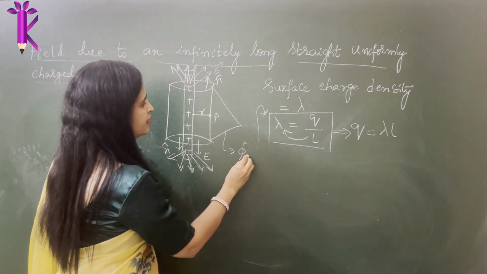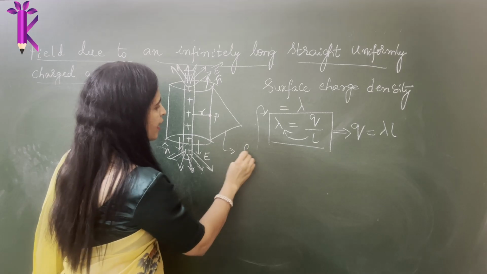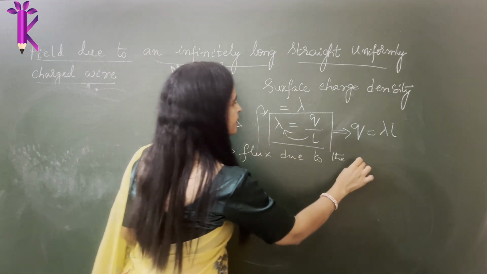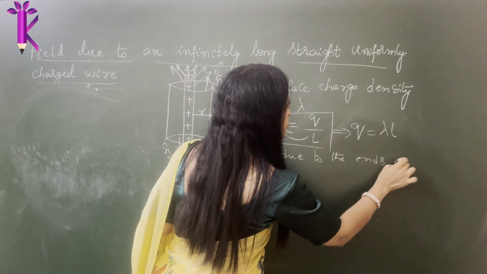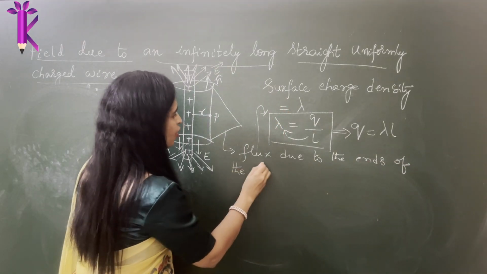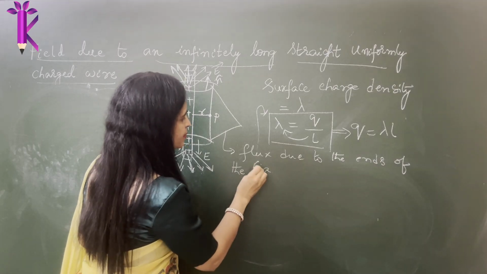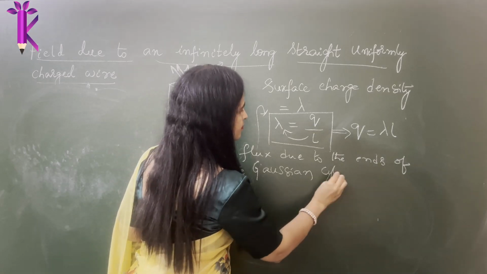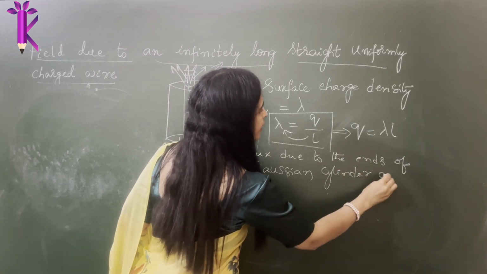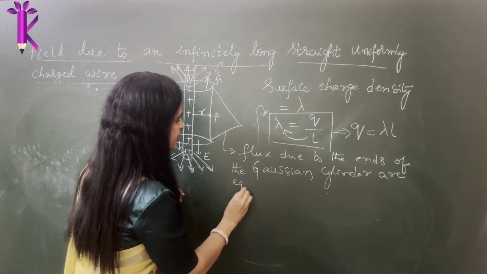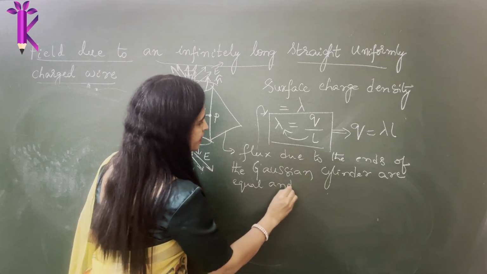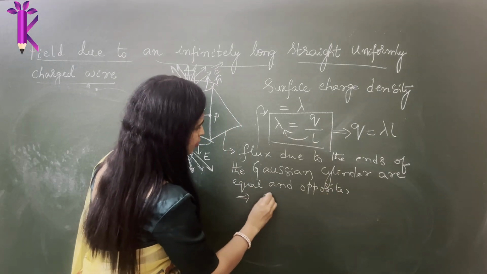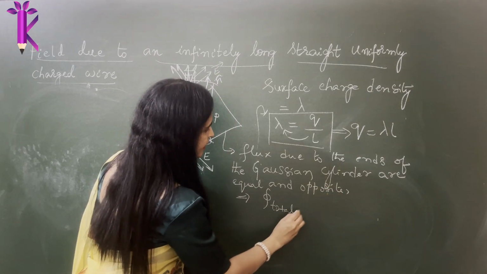You can write: flux due to the ends of the Gaussian cylinder are equal and opposite. The G has to be capital in Gaussian because it's a noun. They are going to be equal, and you see they are in opposite directions, right? Equal and opposite. Hence, what does this imply? The total flux through those surfaces is 0.